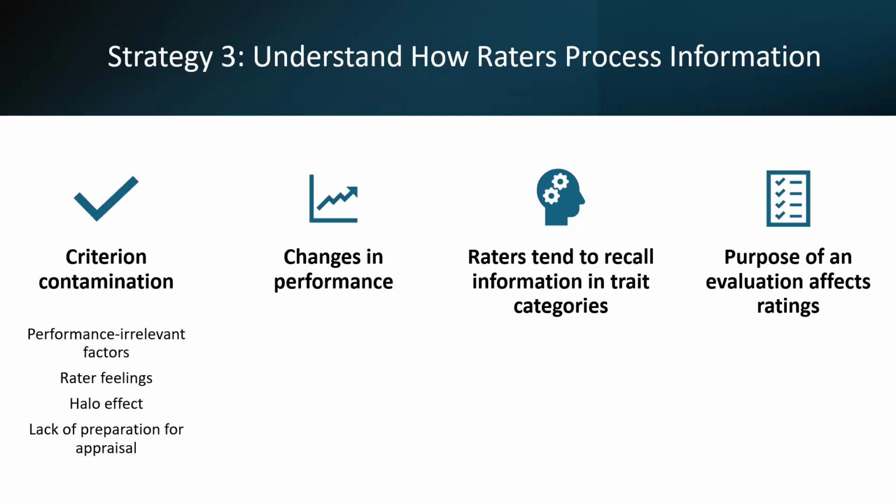Raters also tend to recall information in trait categories. This is related to what we call the fundamental attribution error, which some of you also may remember from organizational behavior. This attribution error says that when we see something about someone, like a negative behavior, we will attribute it to something about that person, their own traits, rather than the context in which they're behaving. A really good example is if you have an employee who is late. That employee might be late because they got stuck in traffic on their way to work. Well, a supervisor may remember that the employee's late and then may actually remember that as the employee has poor time management skills. Even if they knew it was traffic, the way it gets put into the memory is that it was a trait.